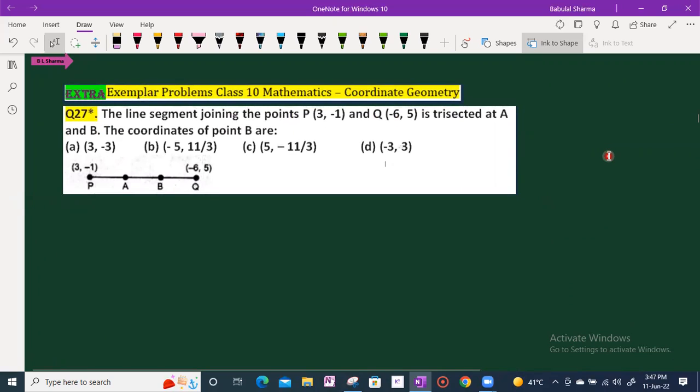Next question. The line segment joining the point P with coordinates 3, -1 and Q with coordinates -6, 5 is trisected at A and B. The coordinates of point B will be, we know that B divides PQ in the ratio 1:2. So in place of M, you can take, that is 2:1.